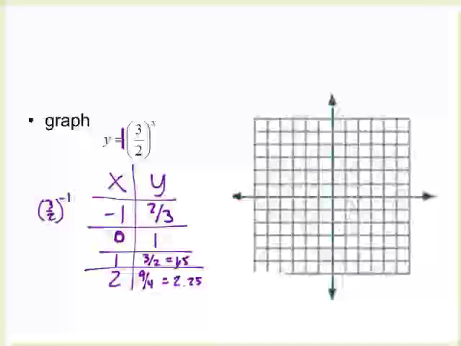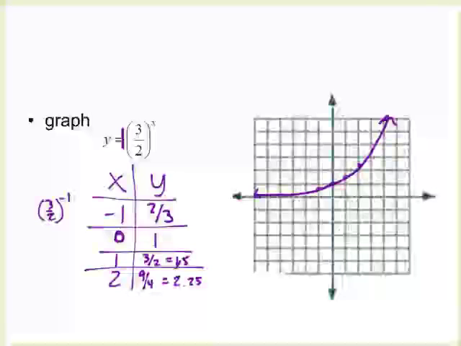We're going to plot these. Negative 1, up 2/3. Over 0, up 1. Over 1, up 1.5. And over 2, up 2 1/4. And this one didn't really take as sharp of a turn. It's still going to follow that x-axis, and it's still going to catch the points, but it's not getting as steep. The bigger the base is, the more steep the graph will be.